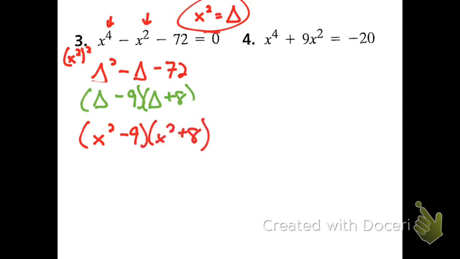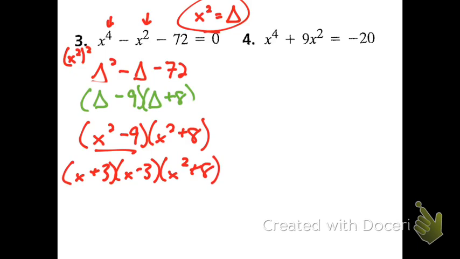After that, this is a difference of squares. It can still be factored: x plus 3, x minus 3. Then I have x squared plus 8 over here. Now, that was a big leap. Going from here to there is a big leap. Let me go ahead and explain what I would do.